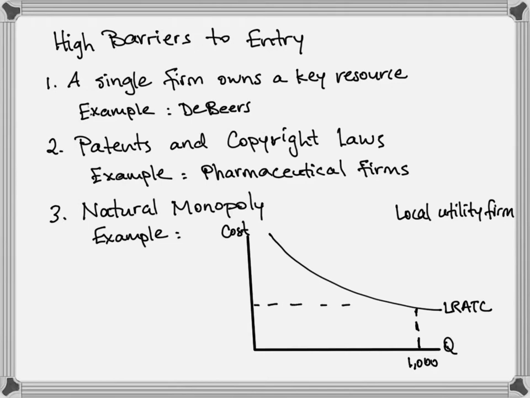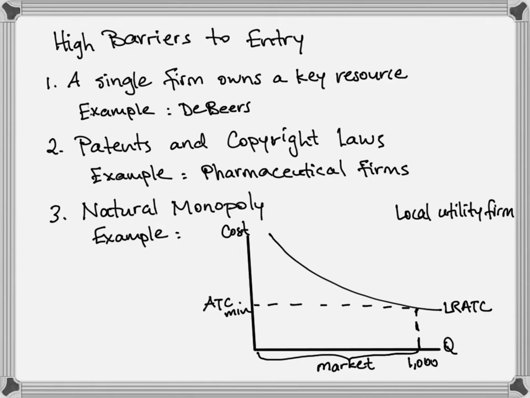Because the initial fixed costs are so high, cost per unit will be minimum if one firm produces for the entire market. Here is the minimum of the ATC. The cost is minimum if the firm produces for the entire market. That's what happens in the utility market, in the electricity market. The utility firm is a monopoly.